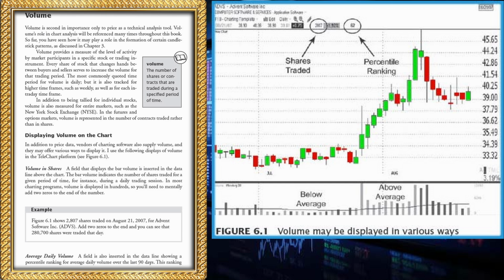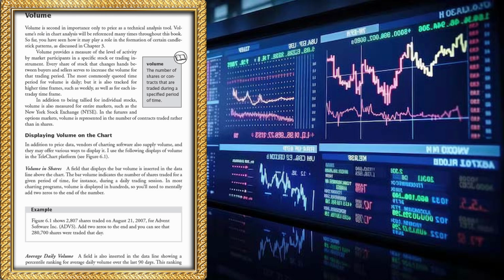In most charting programs, volume is displayed in hundreds, so you'll need to mentally add 2 zeros to the end of the number. Example, Figure 6.1 shows 2,807 shares traded on August 21, 2007 for Advent Software Inc., ADVS. Add 2 zeros to the end, and you can see that 280,700 shares were traded that day. Average daily volume. A field is also inserted in the data line, showing a percentile ranking for average daily volume over the last 90 days.